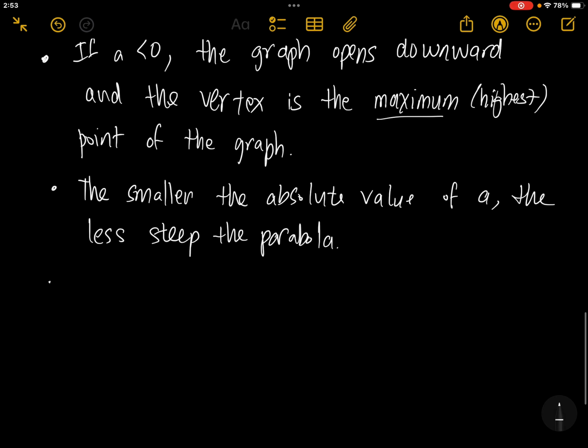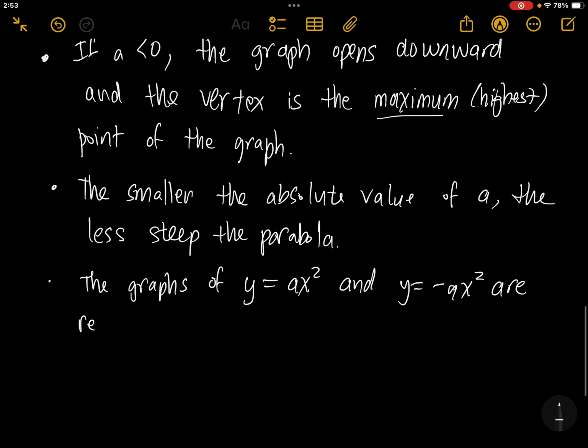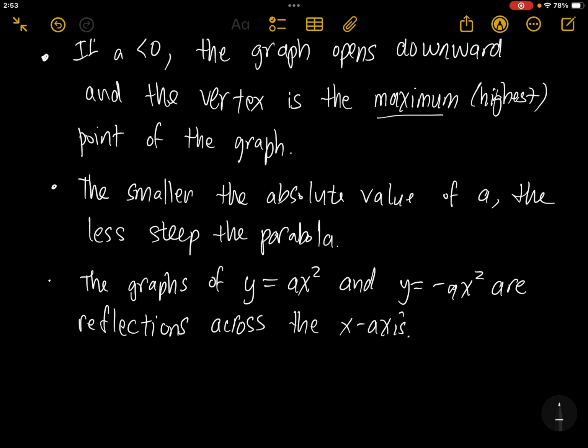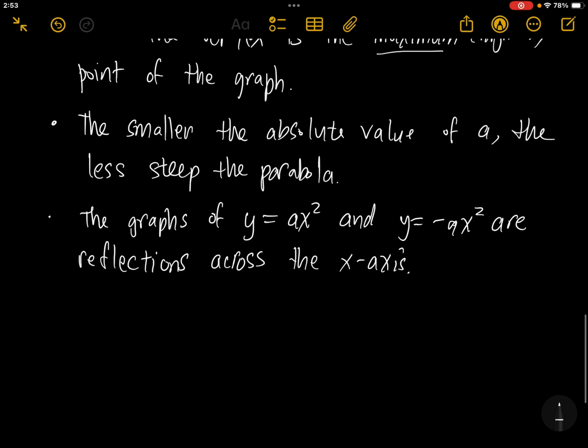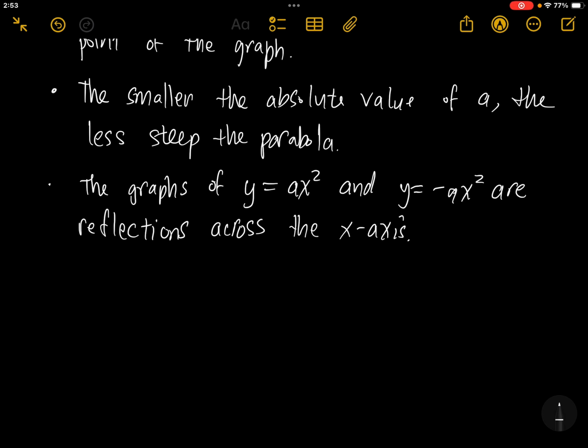Also, one thing we noticed is that the graphs of y equals ax squared and y equals negative ax squared are reflections across the x-axis. So that's the effect of taking y equals x squared and then multiplying x squared by some constant a.